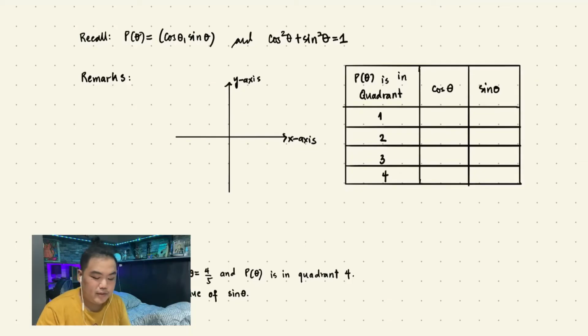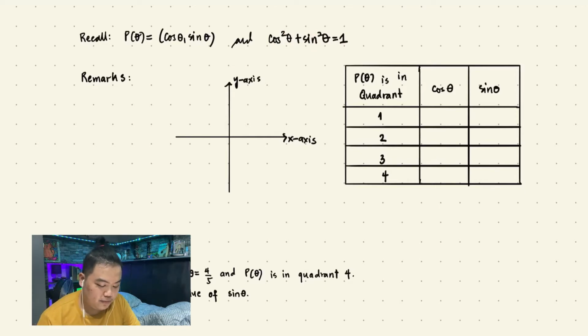Sabi natin in our previous video that P of theta is equal to the point whose x-coordinate is cosine theta and y-coordinate is sine theta. Yung theta natin is any real number. And that this cosine theta and sine theta are points on the unit circle. Meaning, it satisfies the equation x squared plus y squared equal to 1. That's why we have the equation cosine squared theta plus sine squared theta equal to 1.